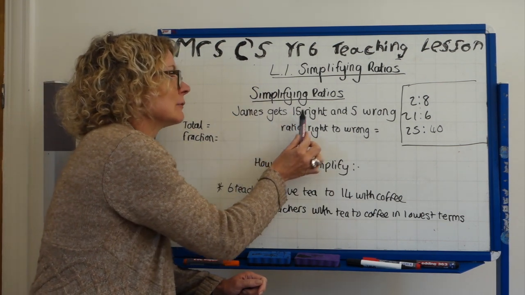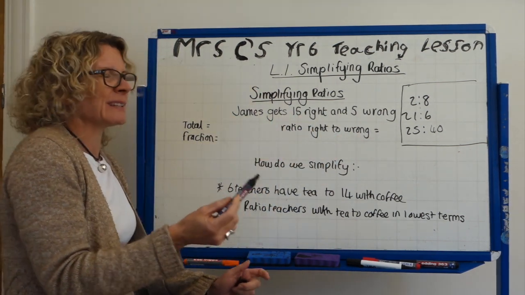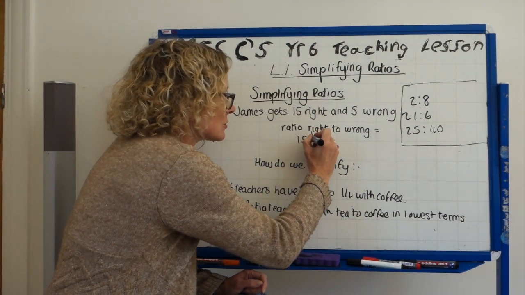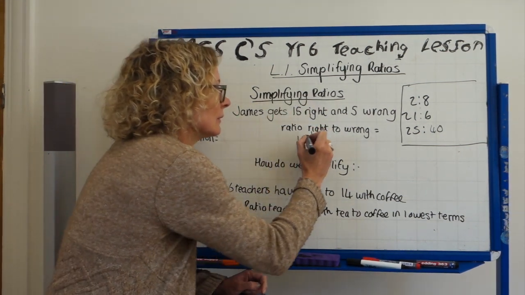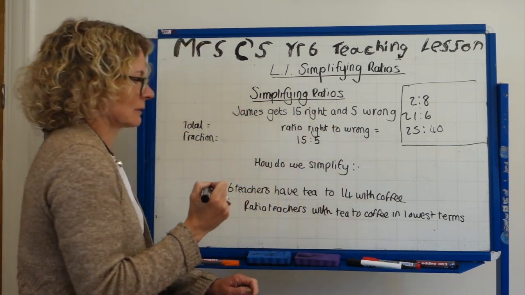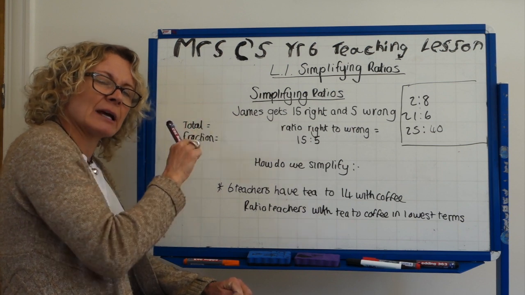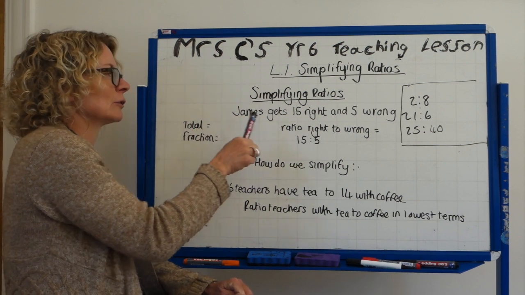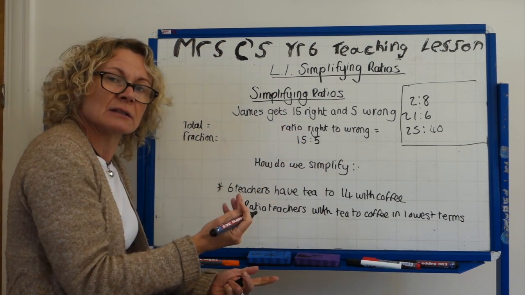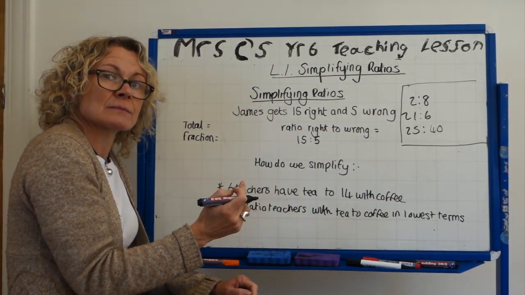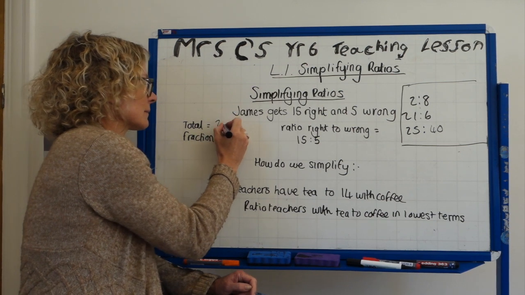So, how many right to how many wrong? Easy. So, let's just write it. 15 right to colon 5 wrong, okay? Just as a little bit of an aside, so we're keeping in mind how it relates to fractions. What is the total number of questions in the test? Total number of parts, 15 add 5 is, write it there.